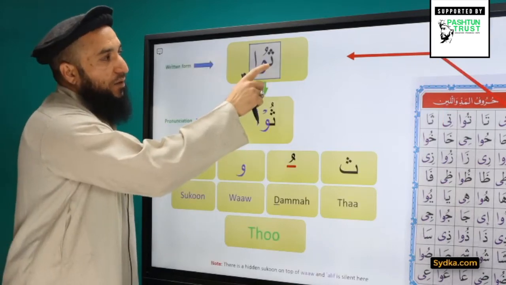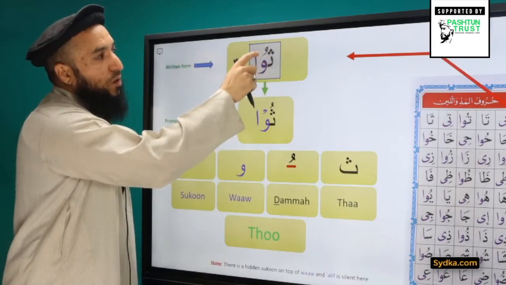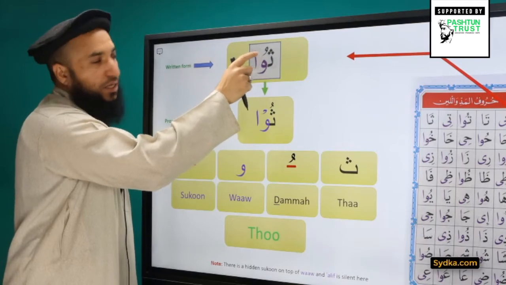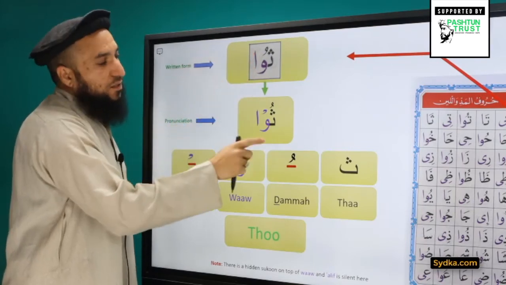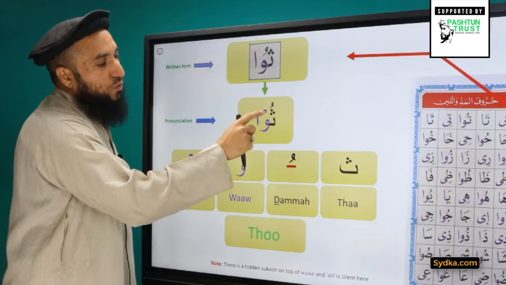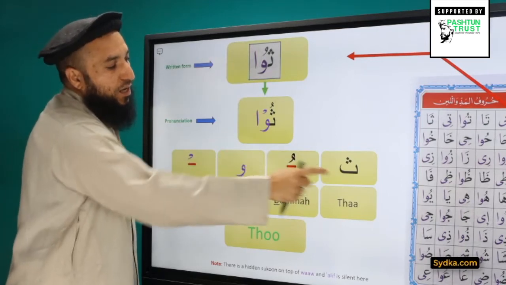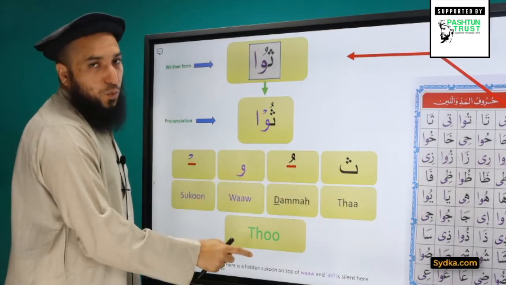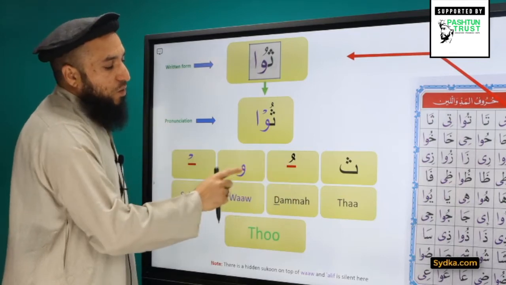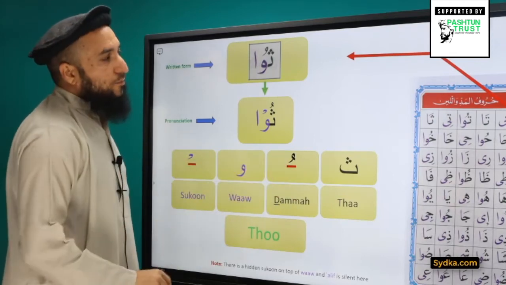The next letter we have is tha dhamma waw sakoon. Waw sakoon, the sakoon is hidden here, and this alif is silent. Tha dhamma waw sakoon thoo. Tha dhamma waw sakoon thoo.